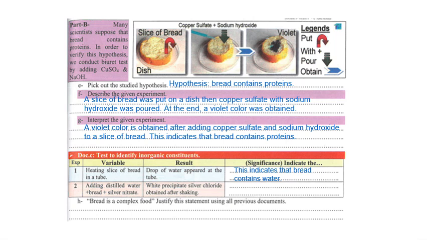Okay. The second one: adding distilled water to bread and also silver nitrate to bread. The result was a white precipitate of silver chloride obtained after shaking. Okay, when a white precipitate of silver chloride is obtained, this means that bread contains minerals. So this indicates that bread contains minerals.